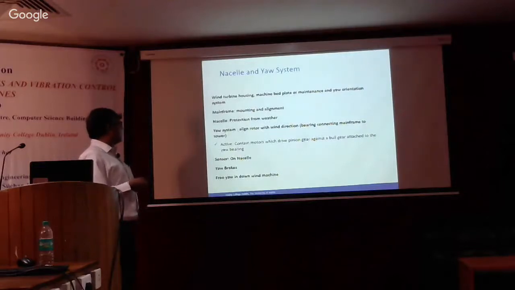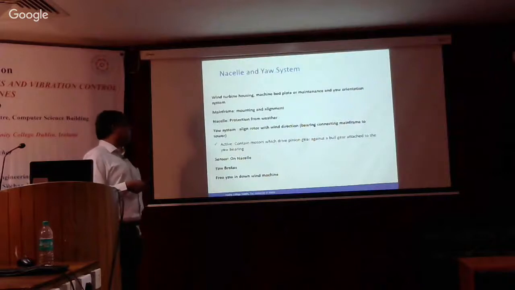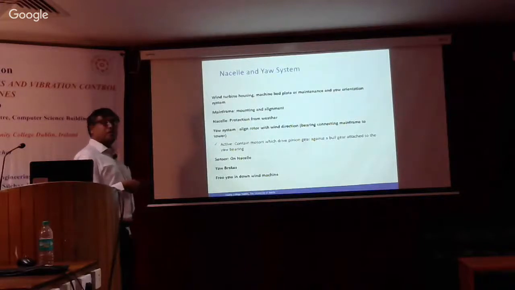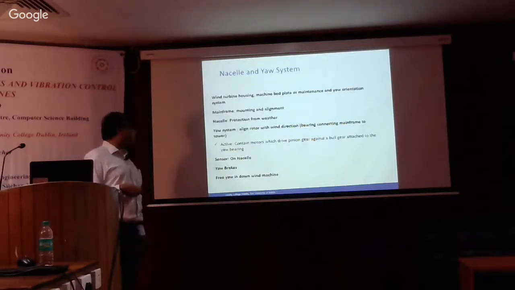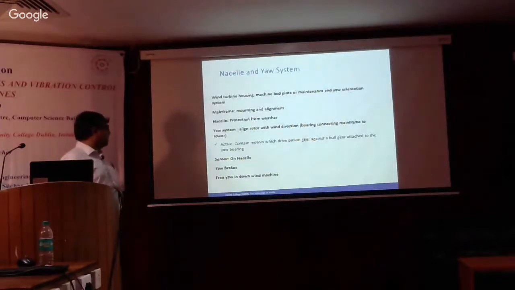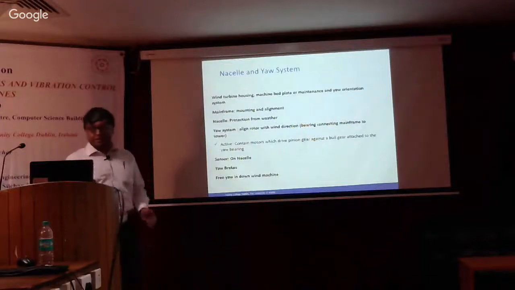Then you have the yaw system, and you can have an active yaw system, which contains motors with the drive pinion gear against the pulley gear attached to the yaw bearing. Sensors are usually implemented on the nacelle, and brakes are there for the yaw bearings. And in case of a downwind machine, the yaw is free, as I said.